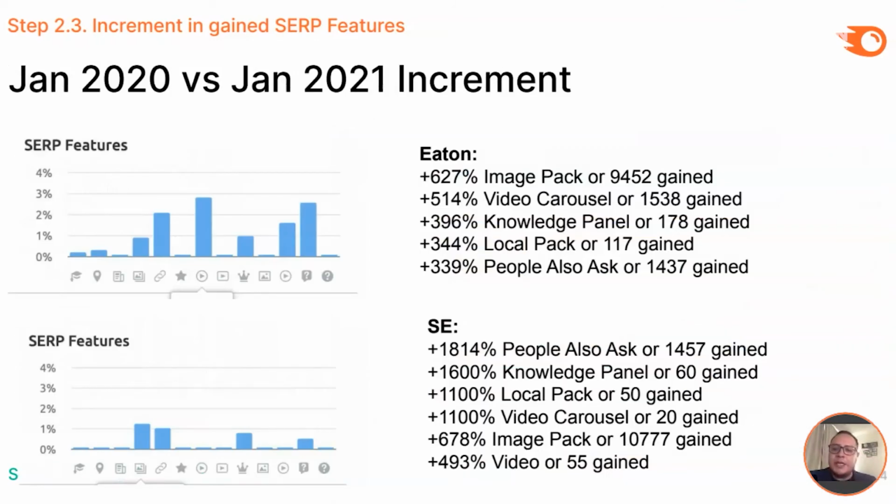So understanding how many of them they have is a good strategy: how many images, how many video carousels they have in the results, knowledge panel, local pack, how many people also ask. Here you can see that we already did this information. For example, they have an increment over the whole year from January 2020 to January 2021 of 627% on images. Schneider Electric has at least 2,000% on people also ask results. So these companies were working a lot on this kind of information.